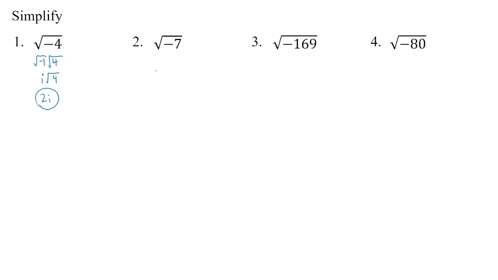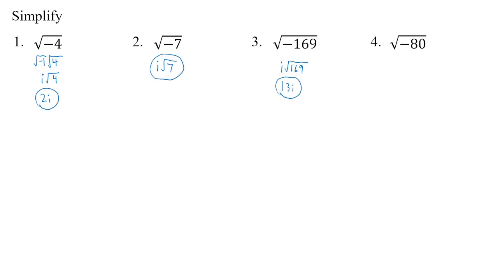Next, we got the square root of -7, which can be rewritten as i times the square root of 7. And you cannot take the square root of 7 or simplify it. Therefore, this is going to be your solution. We have the square root of -169, which would be rewritten as i times the square root of 169. The square root of 169 is 13. Therefore, the solution is 13i.